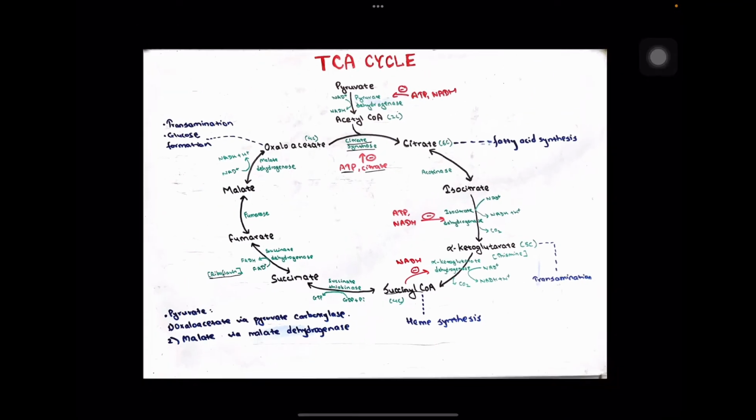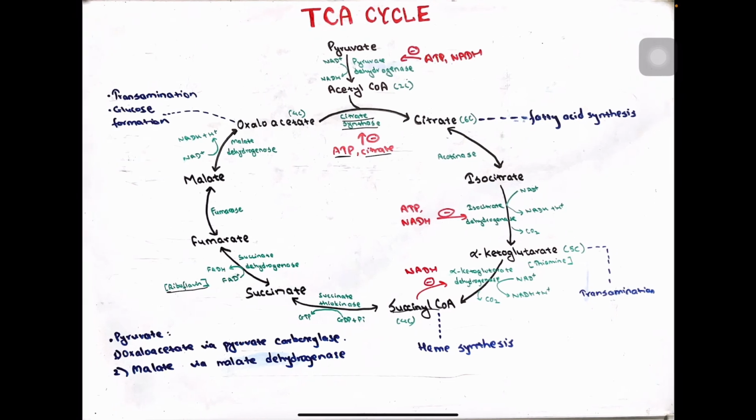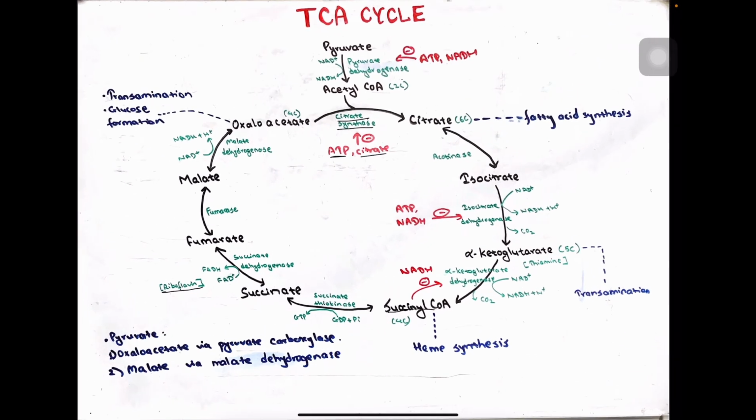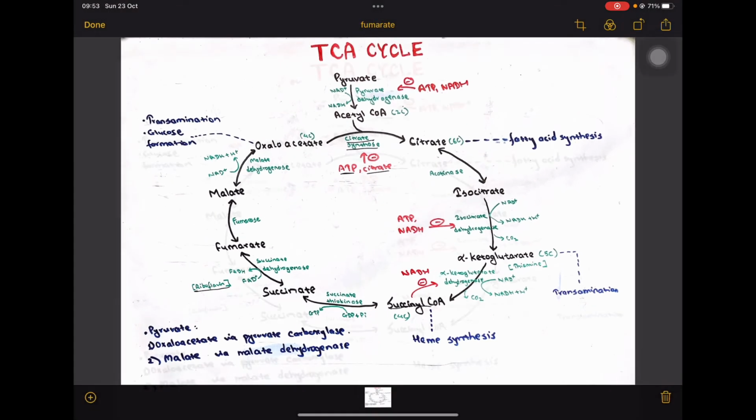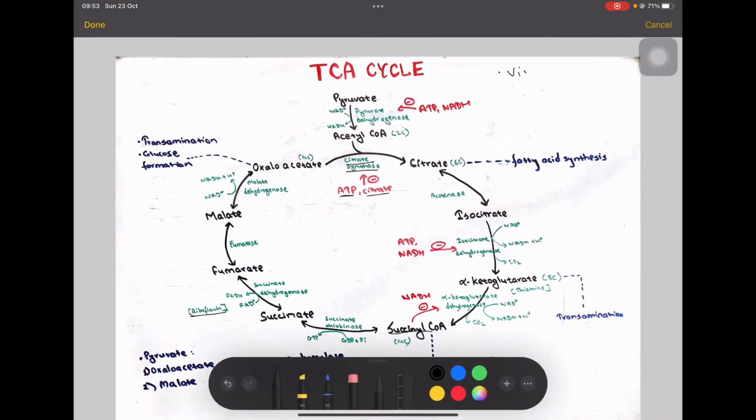Now let's learn about the role of vitamins in this TCA cycle. Four vitamins play a role in this TCA cycle. The first one is thiamine, second is riboflavin, third is niacin, and fourth is pantothenic acid.